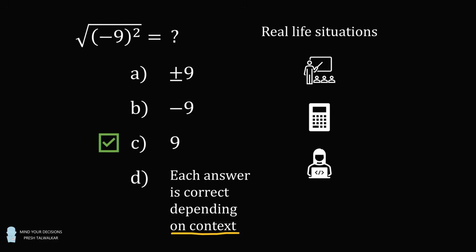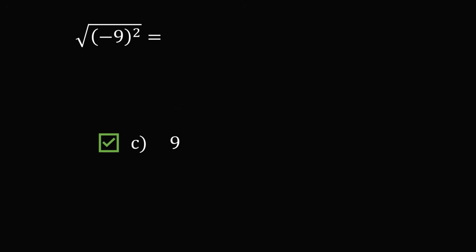There is just one answer, which is C. The square root of the square of negative 9 is only equal to 9. Let me provide two explanations to justify the answer. Let's go through it step by step. We first want to evaluate under this radical. So we have the square of negative 9, which is equal to negative 9 times negative 9. That's equal to 81.